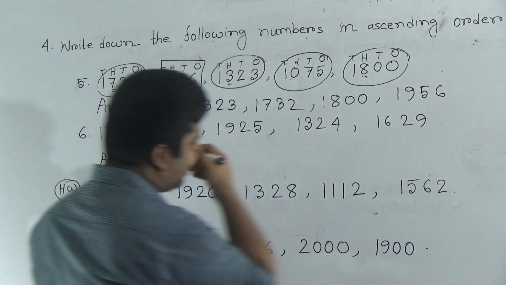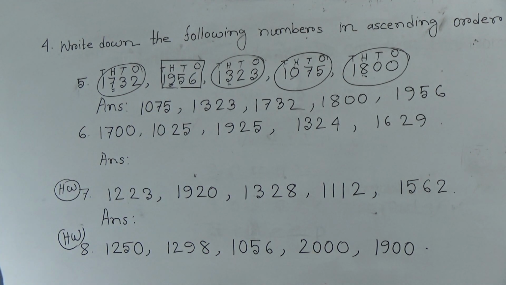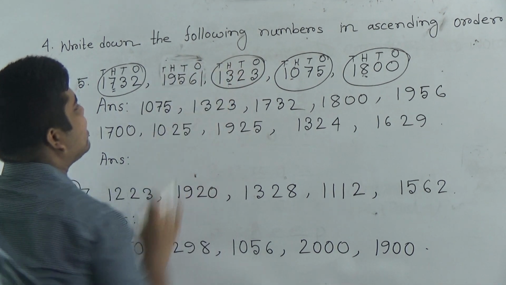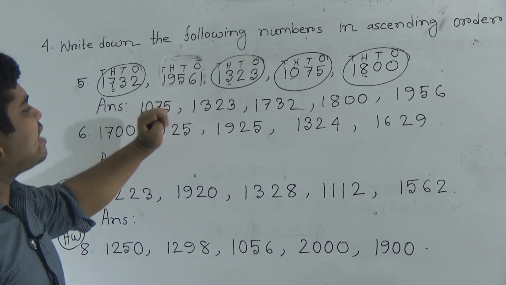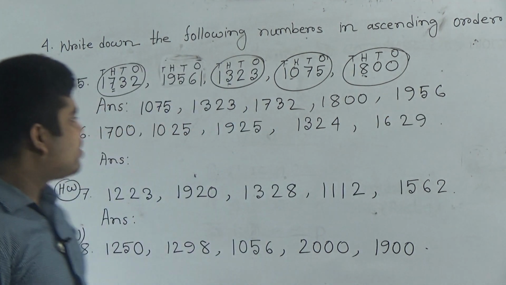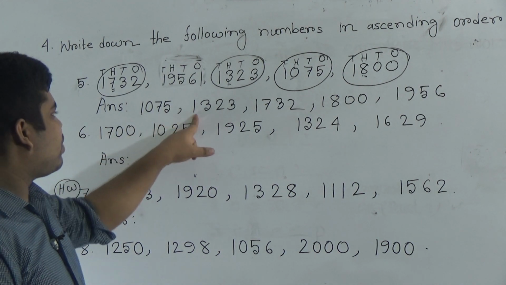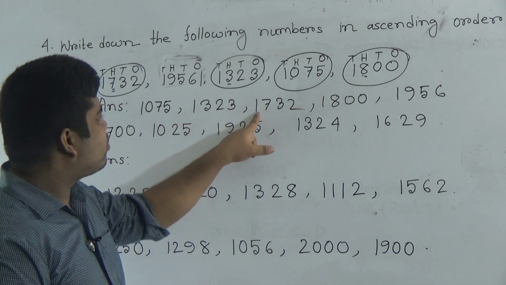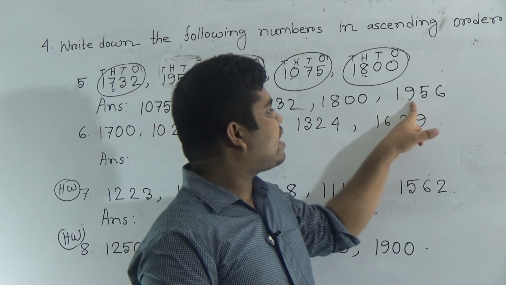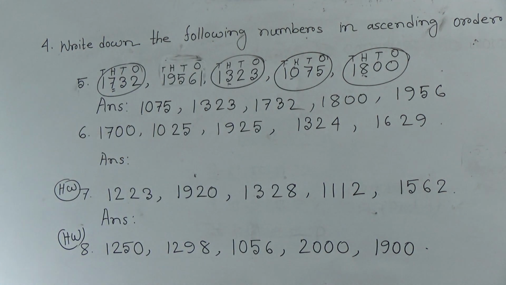1956. My dear students, if you don't find the largest number, then it is okay, and this number is left, so it is the largest number. After that you write this in the last. Okay. So now I check: 1075, 1323, 1732, 1800, 1956. I hope you have understood how to write ascending order of this number.